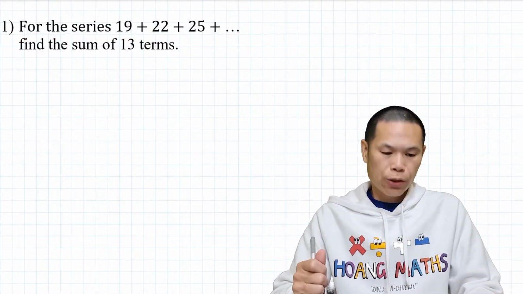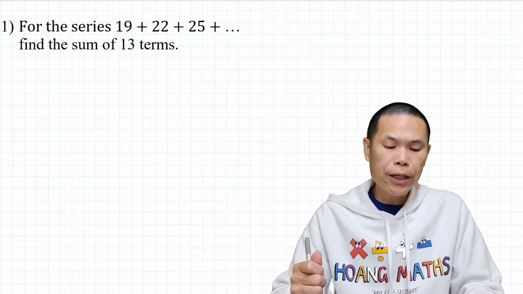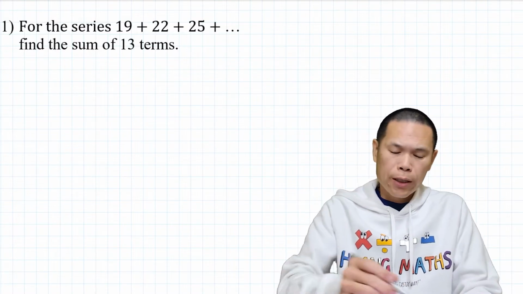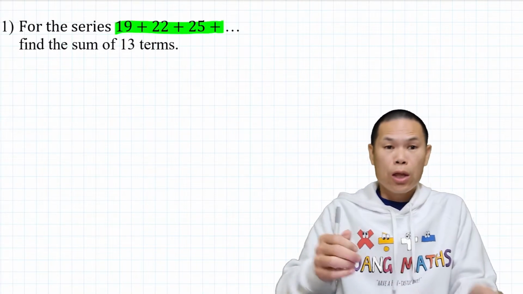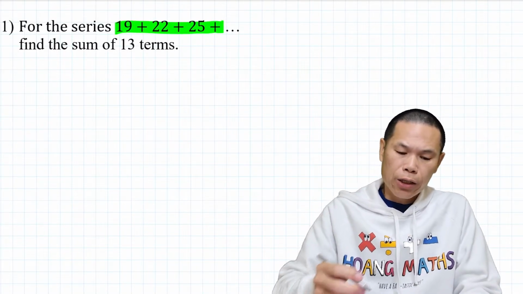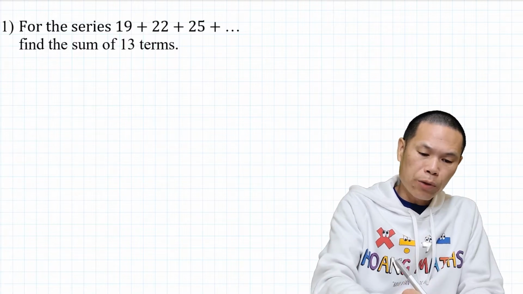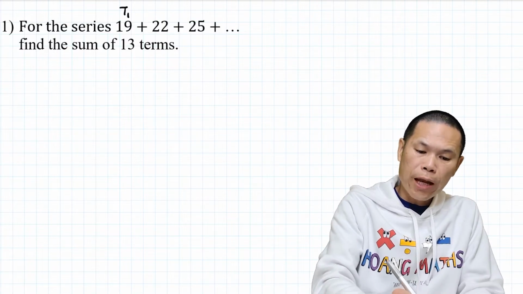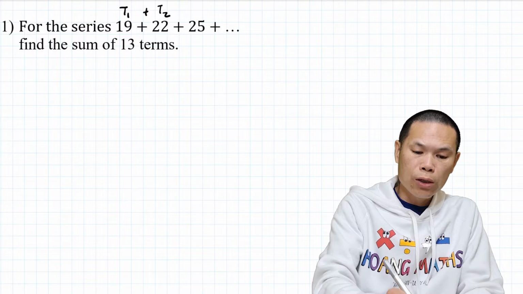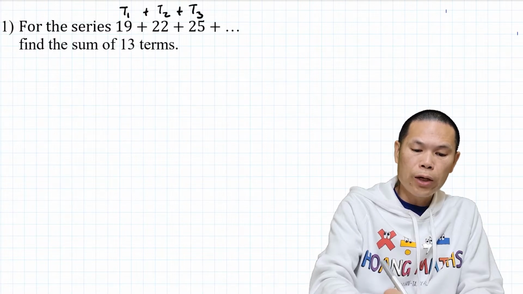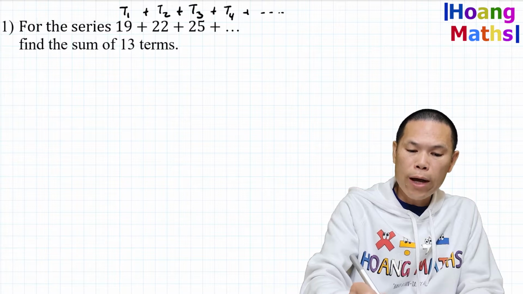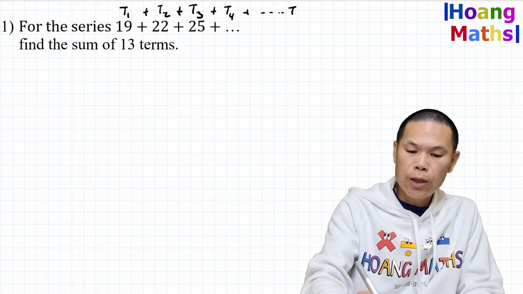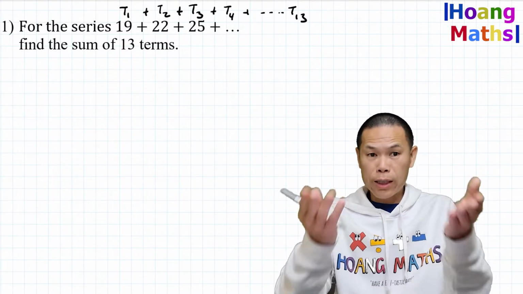First one. The question is asking us to find the total of this sequence all the way to the 13th term. In other words, we have term 1 here, and then we add term 2, term 3, term 4, and we add all the way to term 13. That's what the question asks.